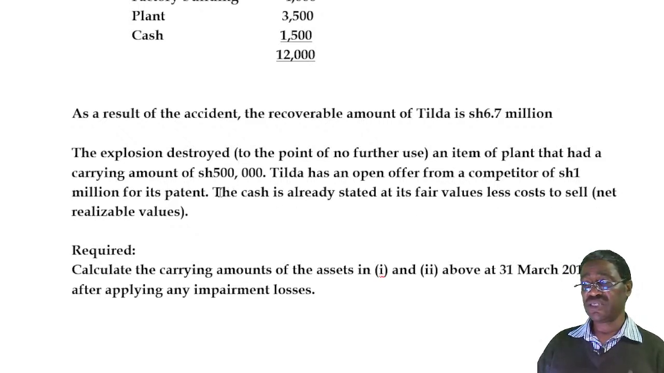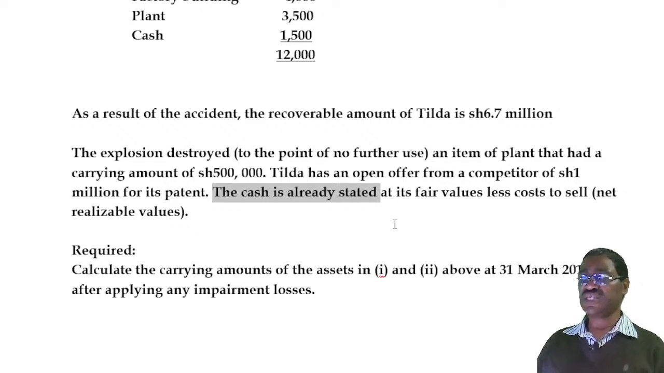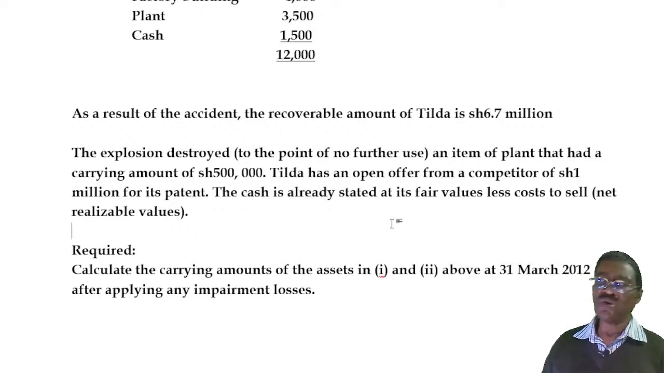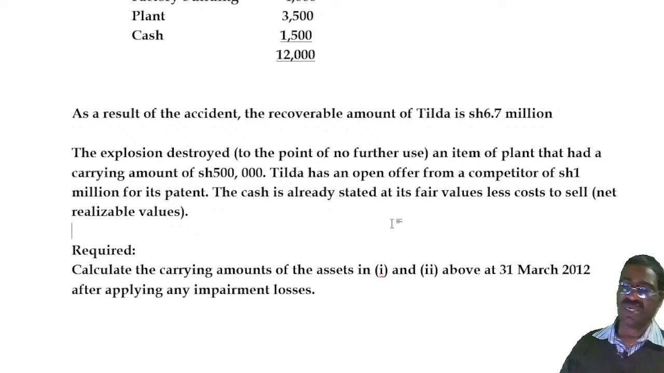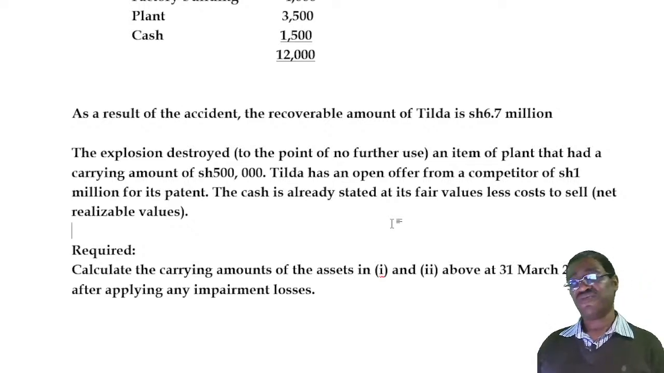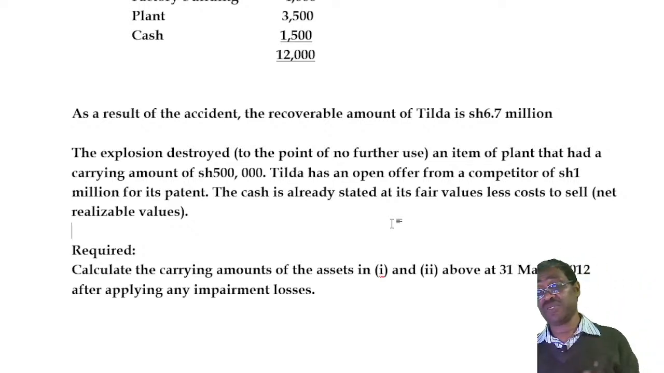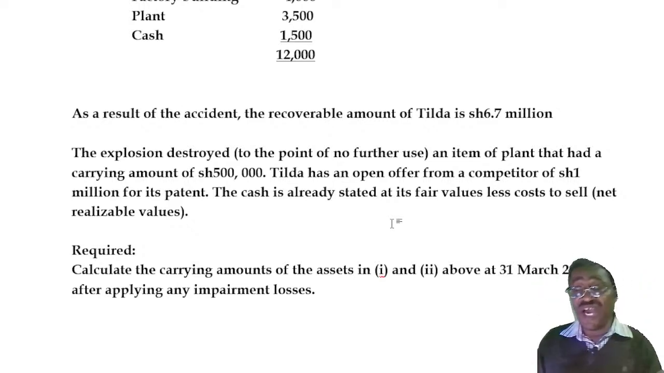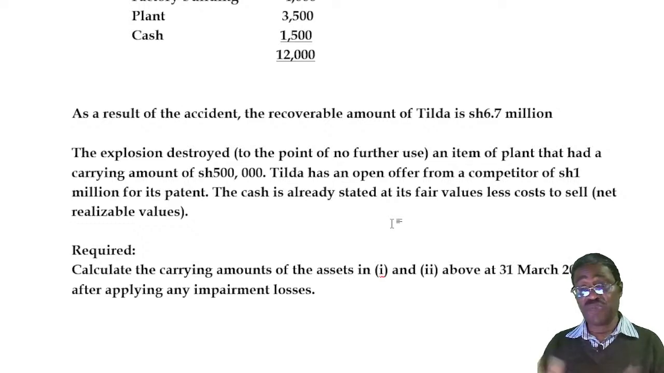Meaning, listen, the cash is already stated at its fair value. Meaning, you don't have to impair it. It is already at its fair value. So you will not impair any cash. Though it's part of the assets in the unit, you don't have to impair it.